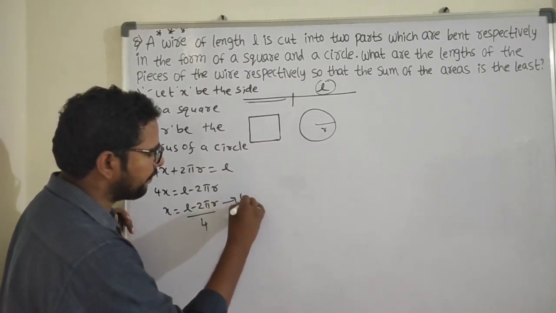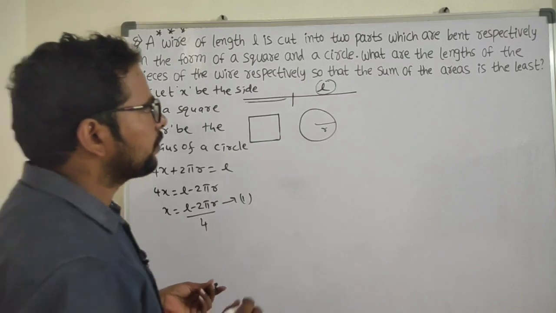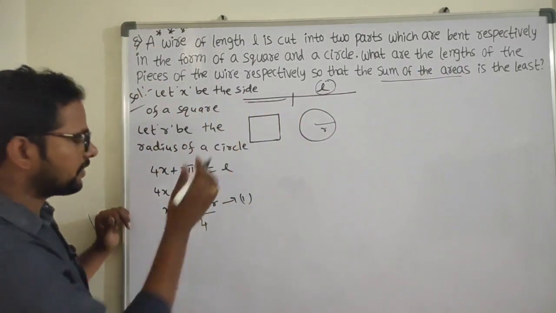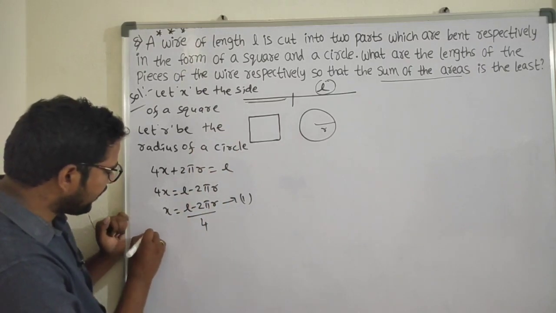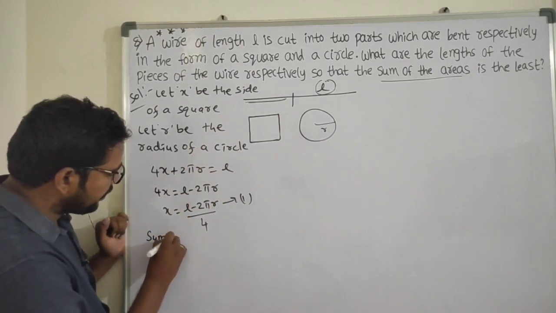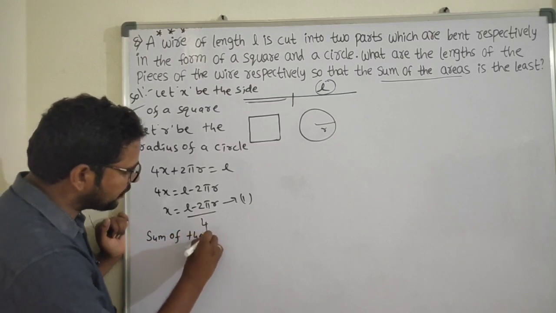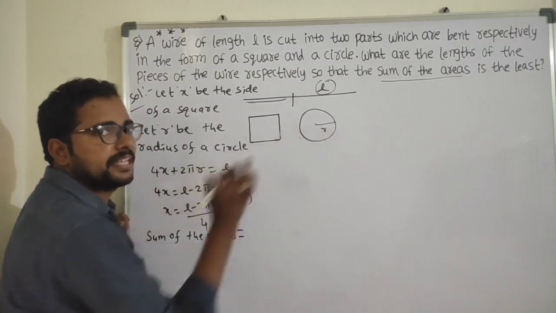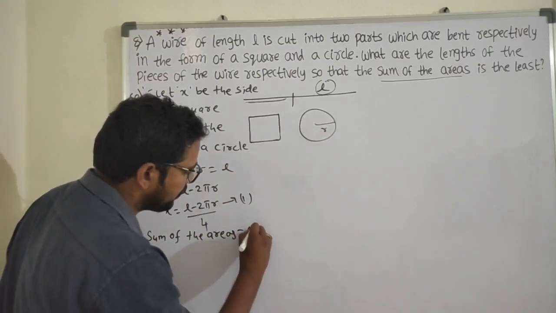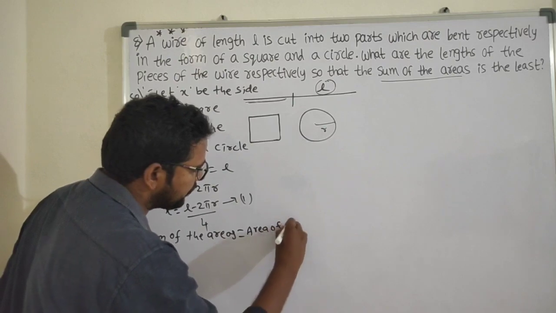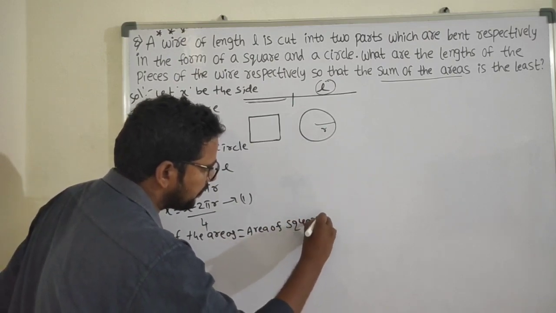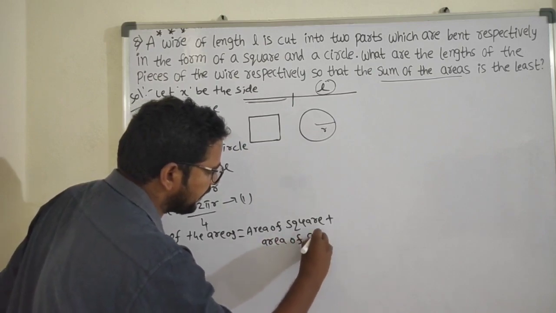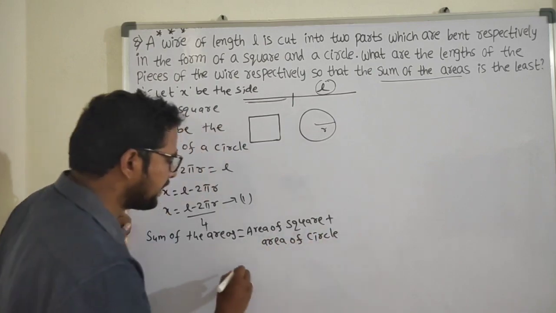Take it as equation number 1. In the question, what is given? The sum of the areas is the least. Take the sum of the areas as equal to area of square plus area of circle. We have two shapes: area of square plus area of circle.